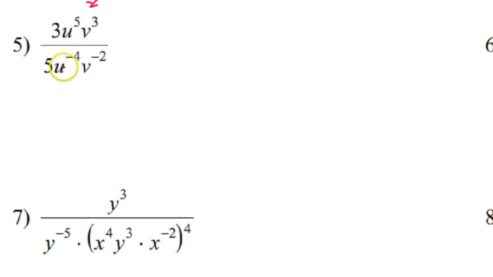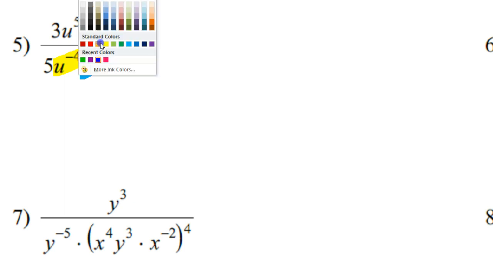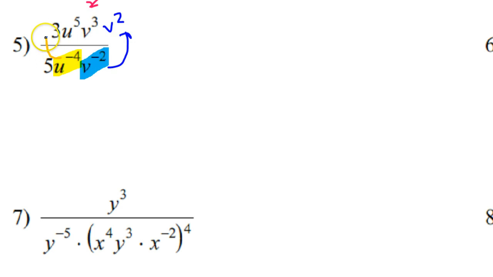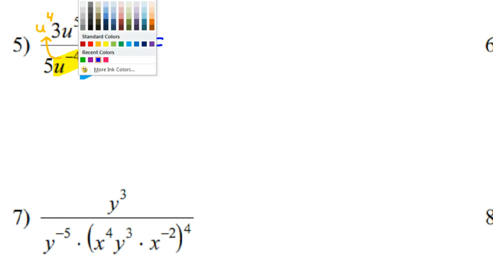Anything that has a negative power is going to have to move to the other side of the fraction. So I see the u and I see the v. Both of those have a negative exponent. So the v is going to have to go up, and that's going to become v to the positive 2 power. And the u is going to go up, and that's going to become u to the positive 4 power. So anyway, when I recopy this thing, this is what that's going to look like.